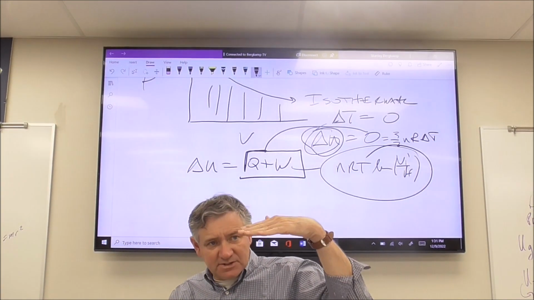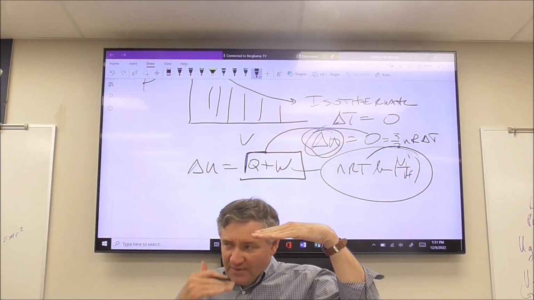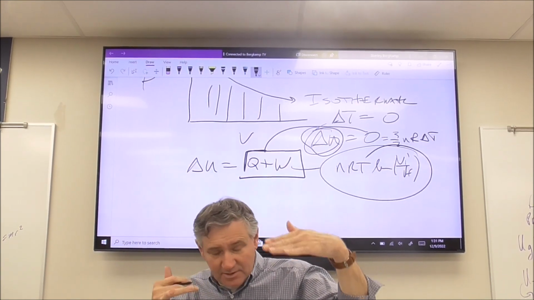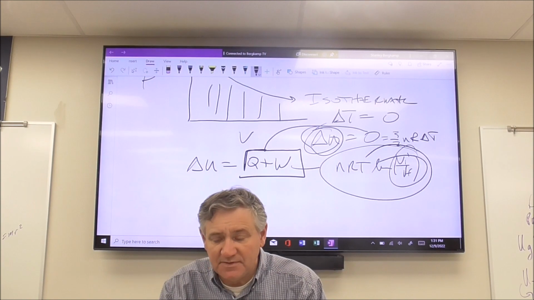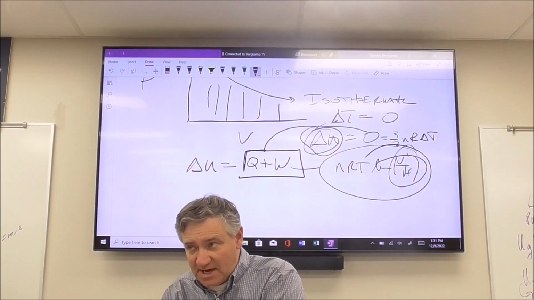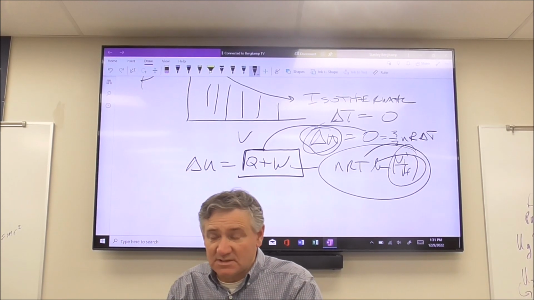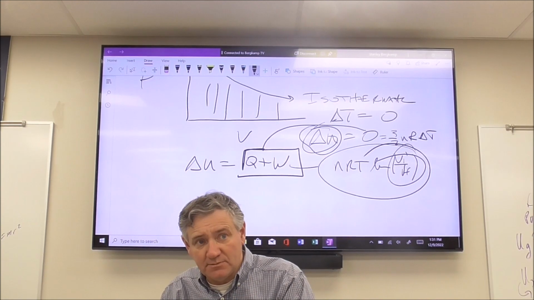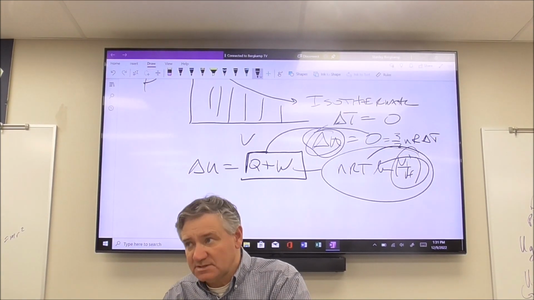If your initial volume is less than your final volume, however you want to view it, you're going to be taking the natural log of a value less than 1. If you take the natural log of a value less than 1, what's the sign of that value? It's negative. So that's why, if the volume is getting bigger, work is a negative value.